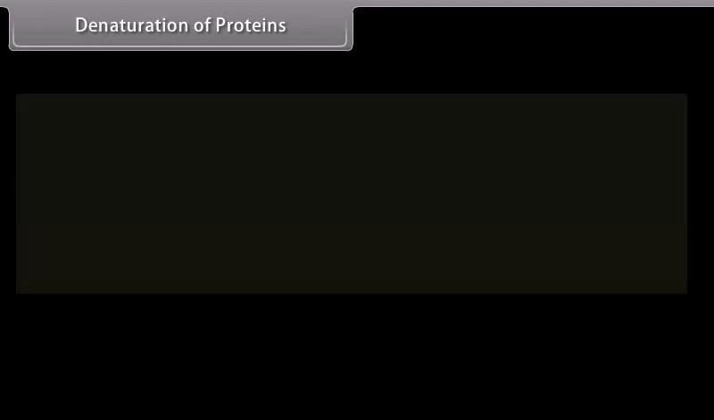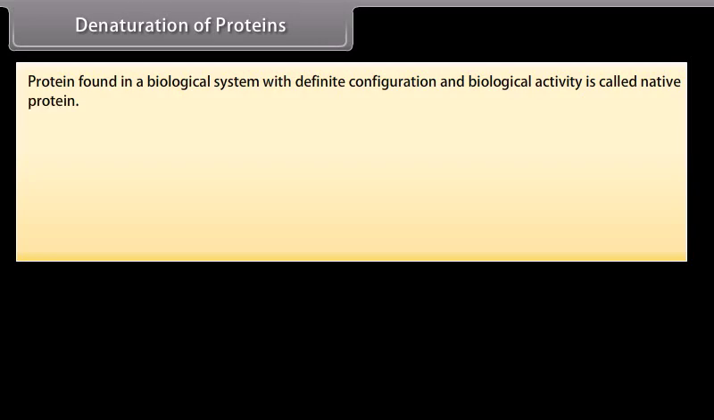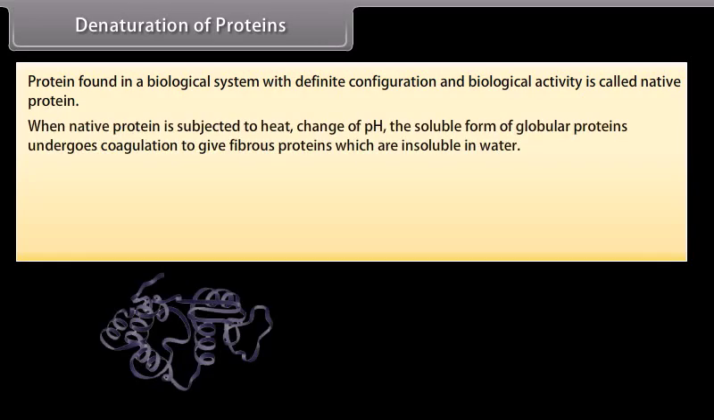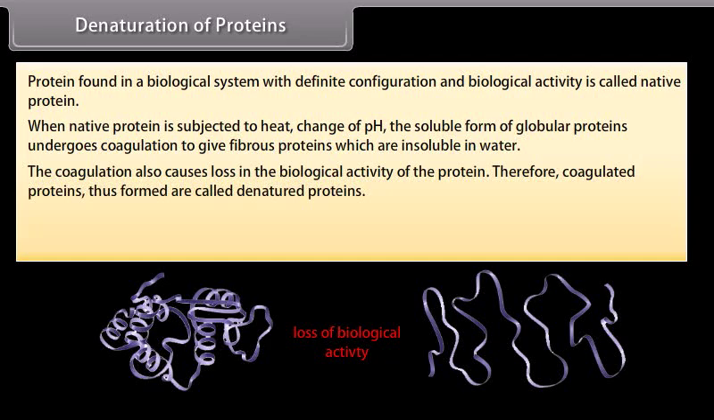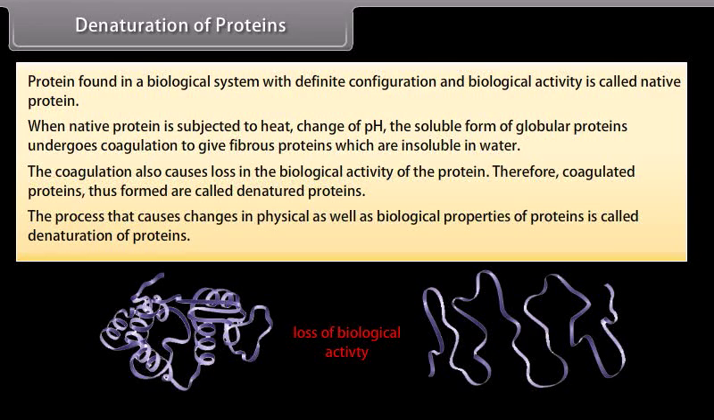Denaturation of proteins. A protein found in a biological system with definite configuration and biological activity is called native protein. When native protein is subjected to heat or change of pH, the soluble form of globular proteins undergoes coagulation to give fibrous proteins which are insoluble in water. The coagulation also causes loss in the biological activity of the protein. Therefore, coagulated proteins thus formed are called denatured proteins. The process that causes changes in physical as well as biological properties of proteins is called denaturation of proteins. For example, coagulation of egg on boiling and curdling of milk.